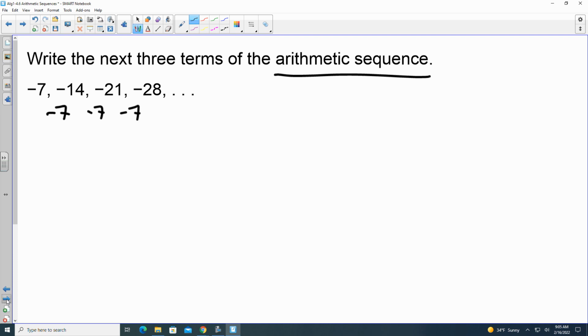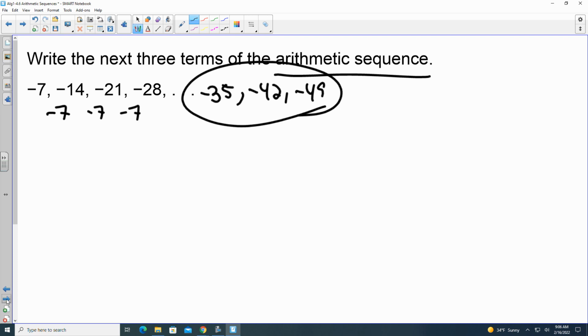So what we are doing is essentially subtracting 7 to find the next value. Negative 28 minus 7 is going to be negative 35. Then the second term we're looking for will be subtracting 7 again, so I got negative 42, and then the last one would be negative 49. So these are the next three values of this sequence.